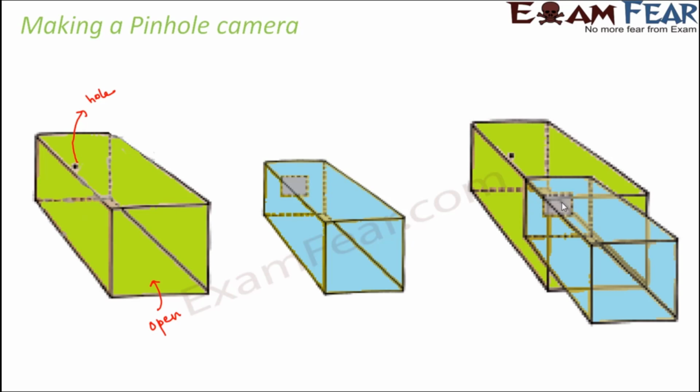And where will you see the image? You will be able to see the image on this film which you have attached here. Because remember the concept of pinhole camera, light from any object will enter through this hole and it will project an inverted image on the other face, and the other face for this hole would be this face. So here it will form that image on this tiny screen. So on this screen you will be able to see an inverted image.